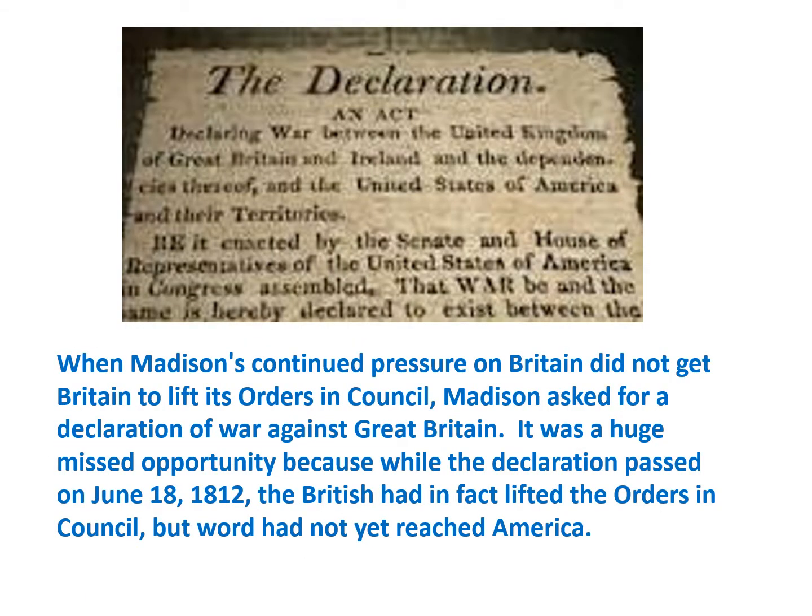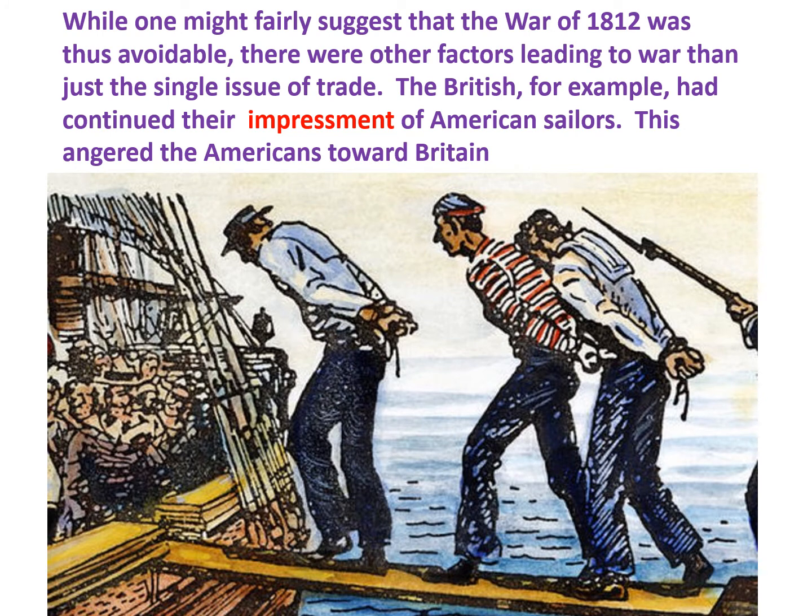So Madison decided to continue his course, but his continued pressure on Britain didn't get Britain to lift its restrictions on trade, its orders in council. So Madison then asked for a declaration of war against Great Britain. It was really a huge missed opportunity, because while the declaration passed on June 18, 1812, the British had, in fact, lifted the orders in council a few days earlier, but word had not yet reached America. Now, one could say, therefore, that the War of 1812 was avoidable. And there's some truth in that.